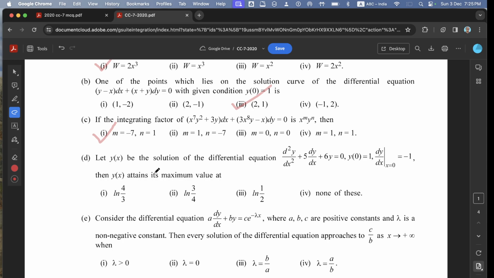Next question D: let y(x) be the solution of the differential equation d2y by dx square plus 5 dy by dx plus 6y equal to 0, y(0) equal to 1, and dy by dx at the point x equal to 0 equal to minus 1. Then y(x) attains its maximum value at this.